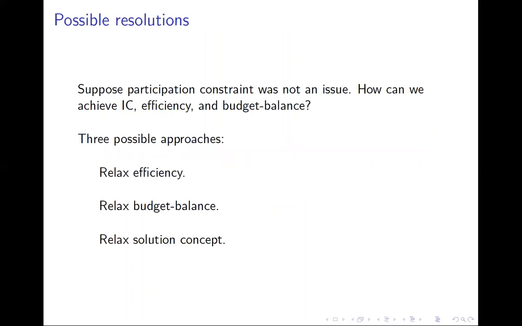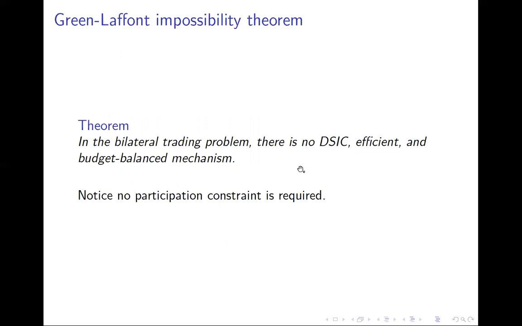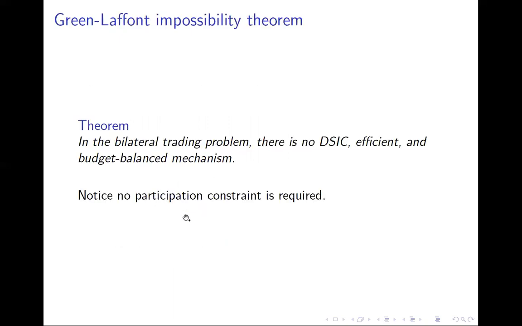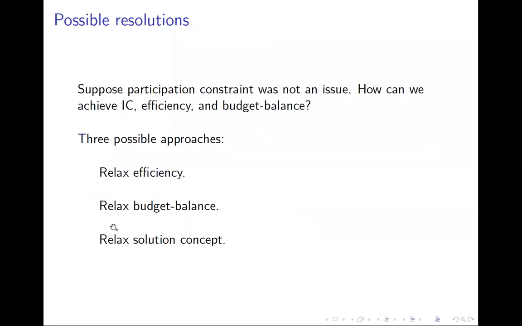So the possible resolutions, you can classify them into three approaches. One is to say that we won't insist on efficiency. We'll relax efficiency. Second is we will relax budget balance. Maybe it's possible to generate money: the buyer's payment to the seller is more than what the seller needs, and that extra money may be burnt away. So maybe money burning is possible. So relax budget balance.